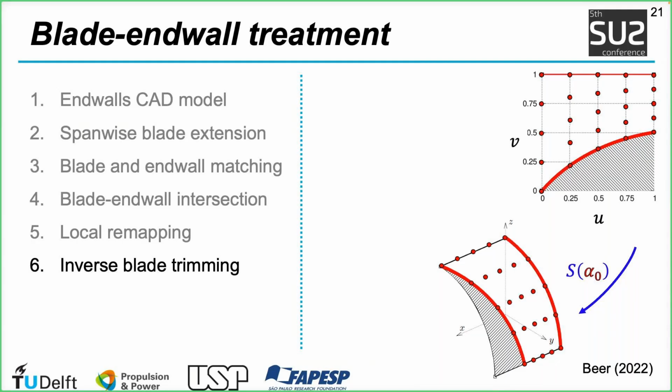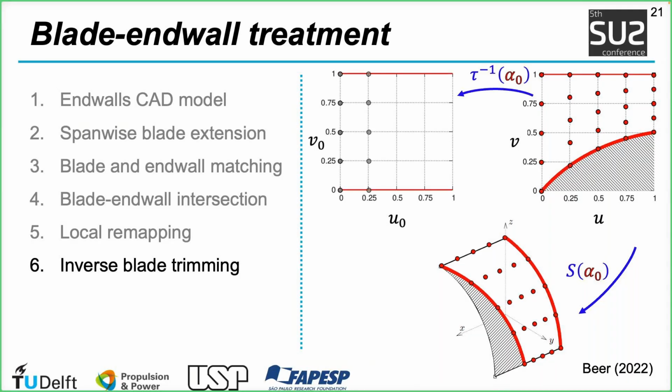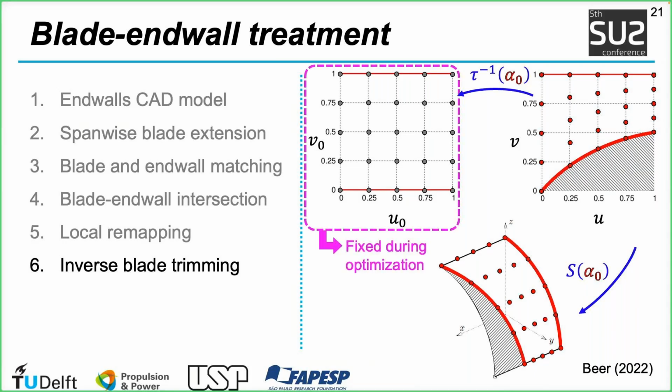And how to do that? We will remap all of these points to a new U0, V0 space, which is a unitary square. And this will be the CAD parameters that we're going to use for our optimization. This is fixed during optimization. This entire procedure is done once, just for the matching. And after that, we can proceed to the optimization.